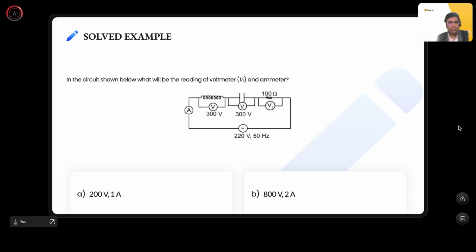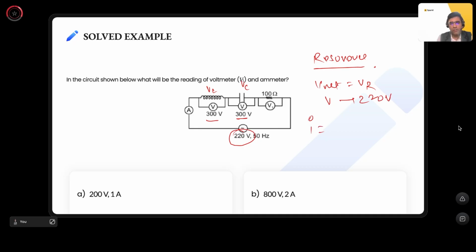In the circuit shown, what will be the voltmeter reading? Here VL and VC are both 300 and 300. You have to identify that the circuit is in resonance. So V net will be equal to VR. V net is 220 volts, so the VR reading will be 220 volts. The current will be V by R, so 220 upon 100, which is 2.2 amperes.